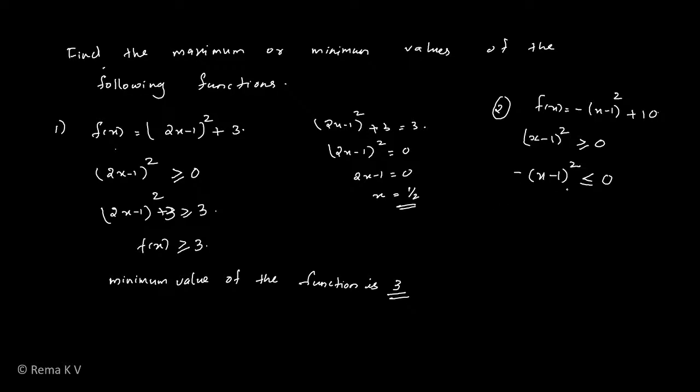In your 11th standard, you are learning this property. If we multiply or divide with a negative number, then we have to reverse the sign of inequality. So here this is greater than or equal to 0 and minus of (x minus 1) the whole square is less than or equal to 0. Now we are adding 10 to both sides: minus of (x minus 1) the whole square plus 10 is less than or equal to 0 plus 10, which is 10.